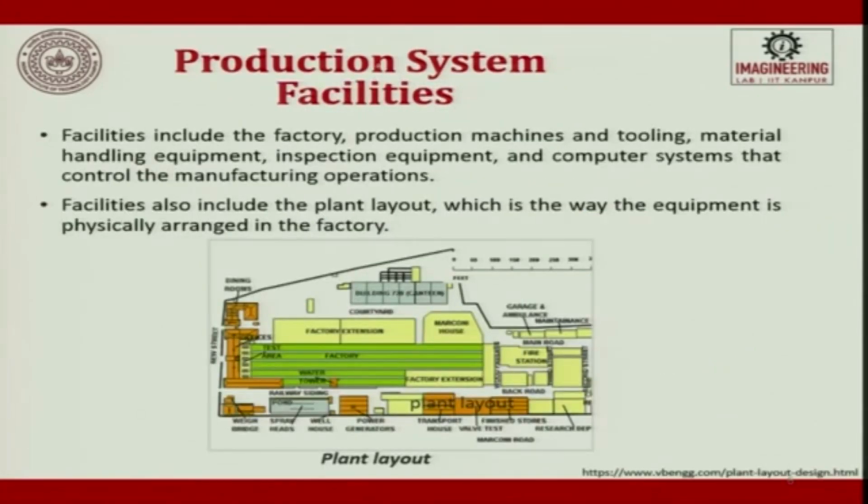When we talk about production system facilities, the facilities include factory, production machines, and tools, which include fixtures also. Fixtures are nothing but work holding devices. Tools are used to produce the given output in a product. For example, in machining you use a cutting tool, in a press you use a tool to give a shape. So, tooling, fixtures are included, and material handling equipment is very important.